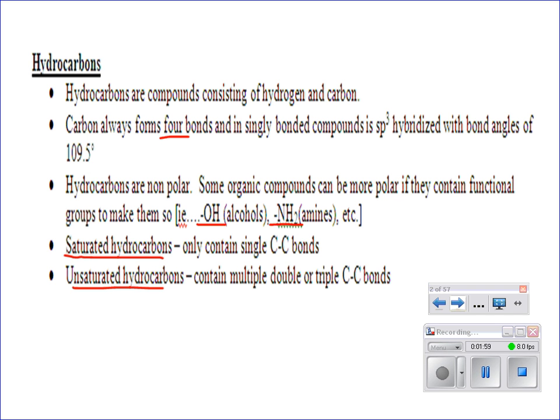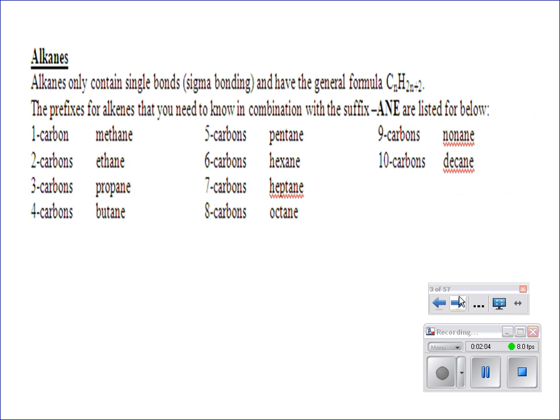So it's pretty cool. Moving on, there are some prefixes that you need to know in order to name alkanes, alkenes, and alkynes. Alkanes specifically are only carbon and hydrogens with all single bonds, only sigma bonding, and their general formula is CnH2n+2. It's really helpful to know the general formulas because sometimes you're going to have to draw a structure, and knowing that it's supposed to be an alkane, you'll be like, oh, I don't have to put any double bonds in, and it makes it easier to draw.